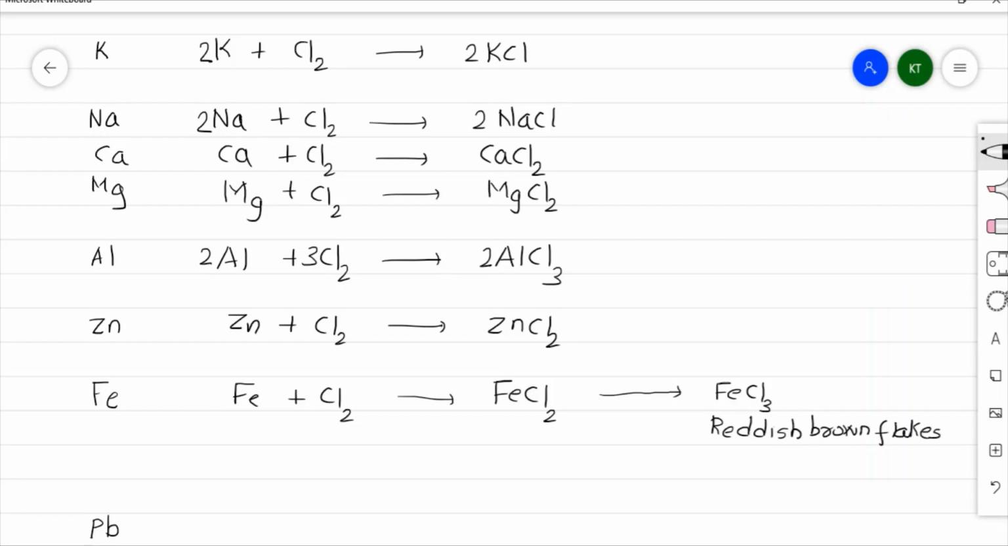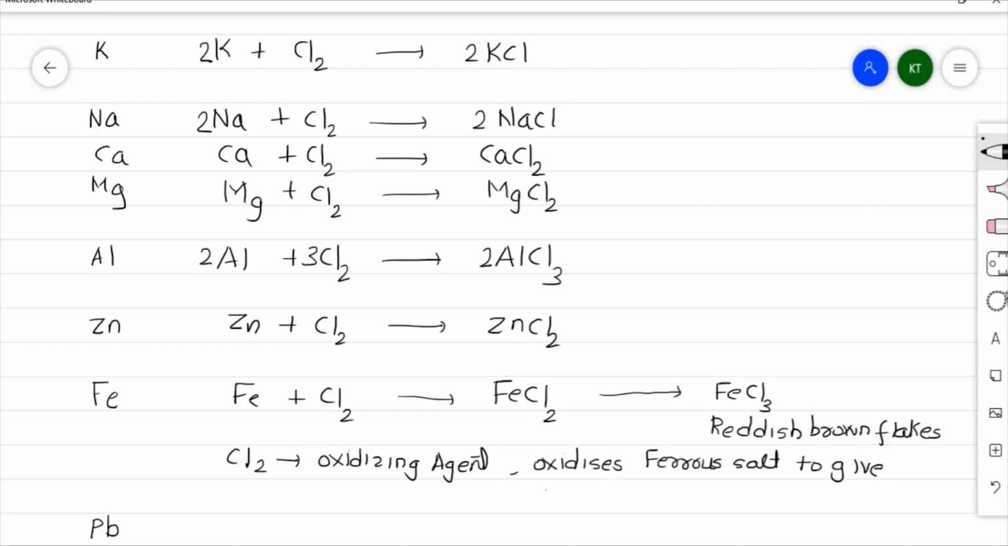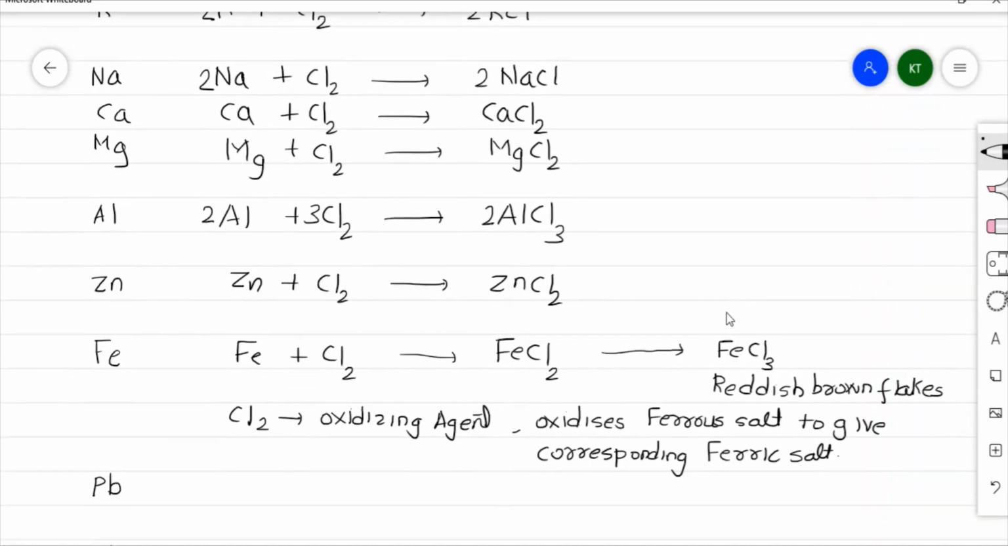Now, why does this particular thing happen? In this particular case, chlorine being an oxidizing agent oxidizes ferrous salt to give the corresponding ferric salt. So here chlorine is an oxidizing agent. Due to this oxidizing nature, whatever ferrous chloride has been formed gets converted into ferric chloride. So the final product which you obtain is ferric chloride.